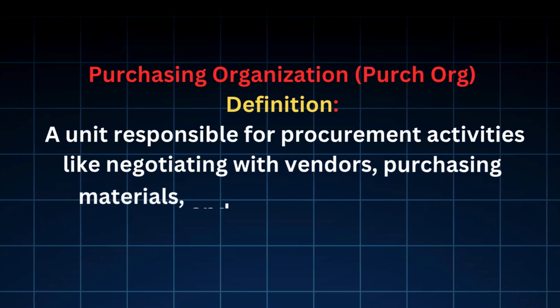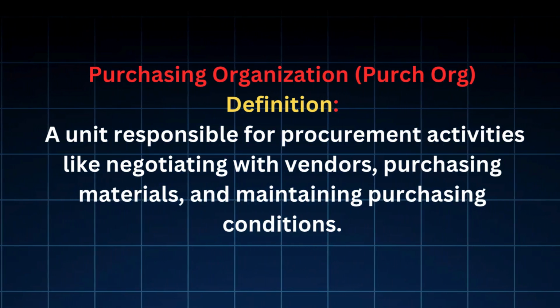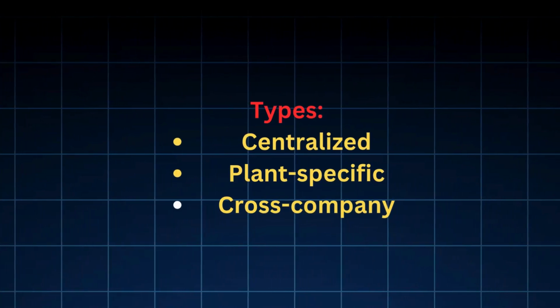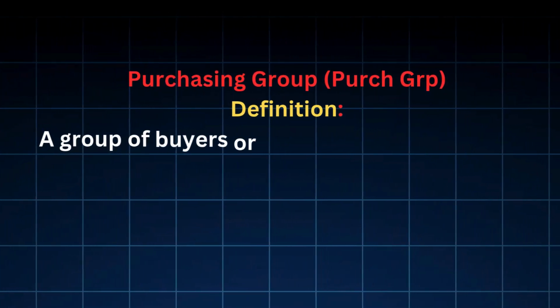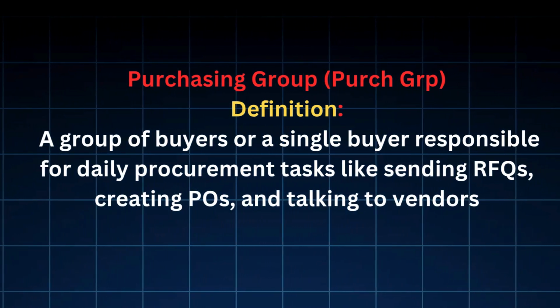Next we have purchasing organization. This team negotiates with vendors, finalizes pricing, and issues the purchase order. A purchasing organization can be centralized or plant specific. Below the purchasing organization is the purchasing group. This is the individual buyer or team of people responsible for day-to-day purchasing activities.